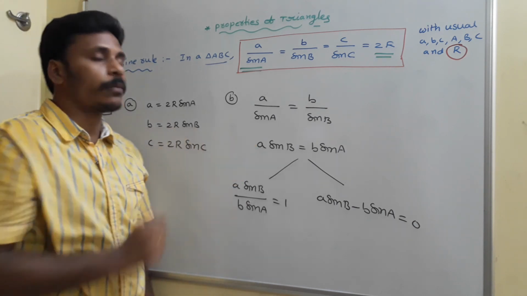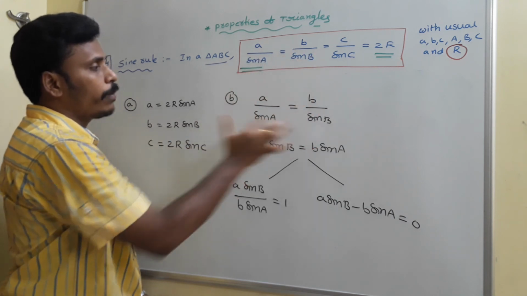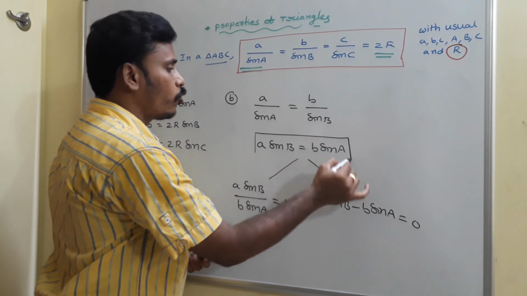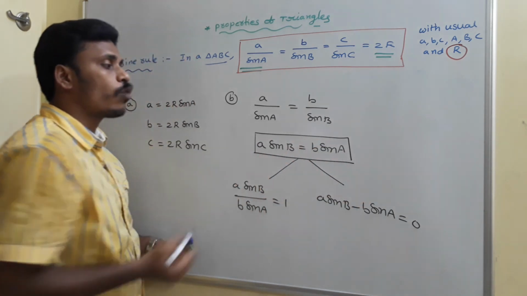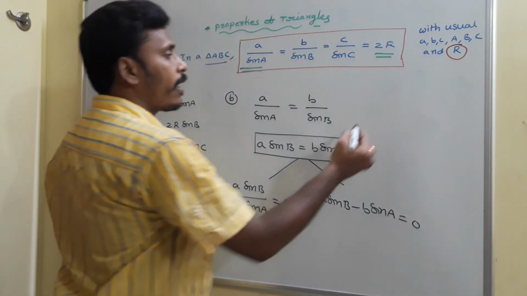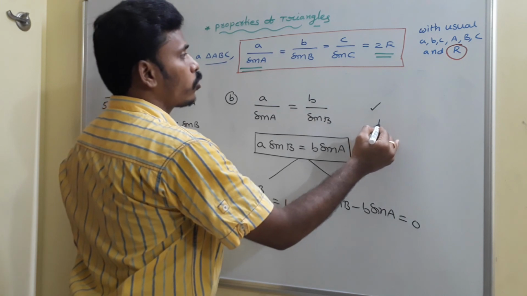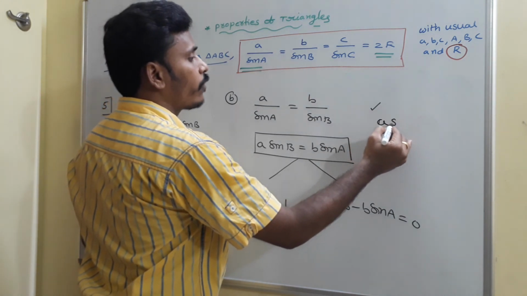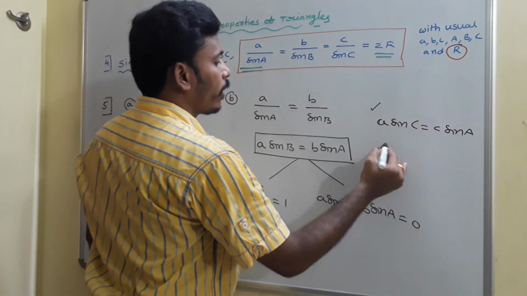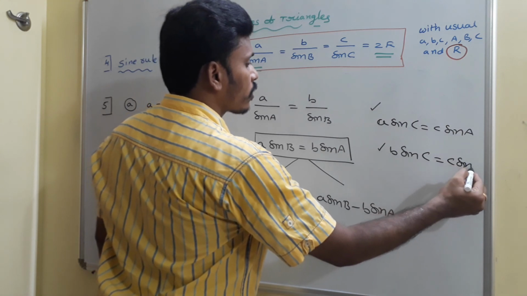And second observation, if you take any 2, a by sin A is equal to b by sin B, on cross multiplication we will have a sin B is equal to b sin A. Since these two are equal, their ratio is 1 and their difference is 0. In a similar manner, we can write for BC as well as for AC. If you write for AC, a sin C is equal to c sin A. If you write for BC, b sin C is equal to c sin B.